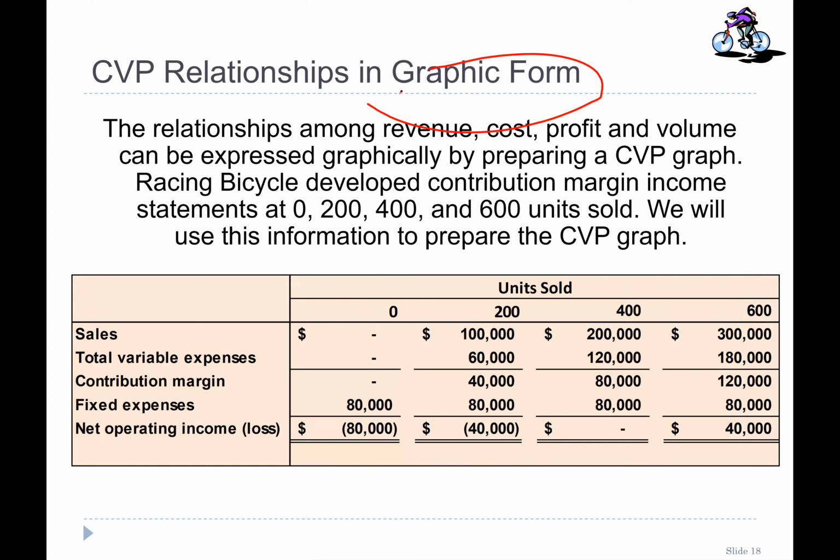So we have made this contribution margin income statement and we put the units as 0, 200, 400 and 600. And we find out that, okay, on 0 we have 80,000 loss, on 200 units we have 40,000 loss, on 400 we have 0, and on 600 we have 40,000 profit. So let's just draw this.